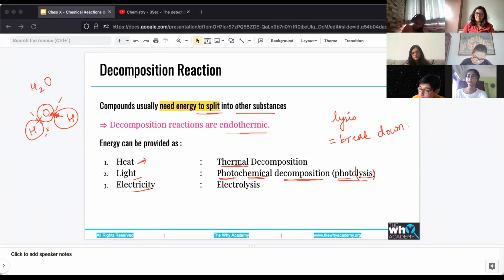Similarly, if you provide electricity, then that is called electrolysis. So electrolysis, electricity se you're breaking down. Lysis meaning breaking down, you'll come across it a lot in chemistry and biology. Like in 9th you must have come across lysosomes, right? So all similar meanings, wherever you come across lysis means breaking down. Okay. So we'll look at each reaction one by one. First we look at thermal decomposition, and photolysis, and electrolysis.